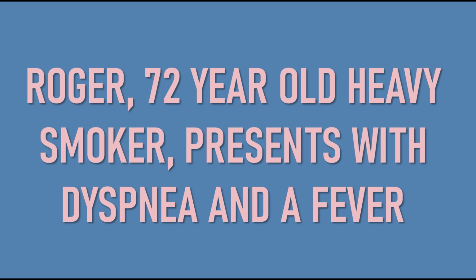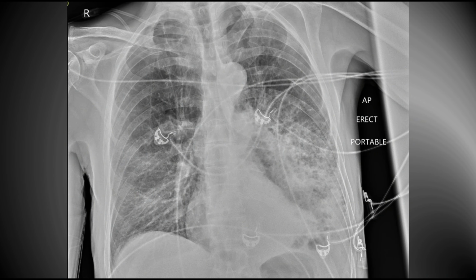Roger is 72 years old, he's a heavy smoker, and he presents with dyspnea and a fever. This is his chest x-ray. You can see that he has lobar pneumonia with consolidation that impacts the whole lobe of the lung, that's the left lower lobe. The opacity is relatively homogeneous in one lobe with well-defined borders and air bronchograms. This particular diagnosis was pneumococcal lobar pneumonia.